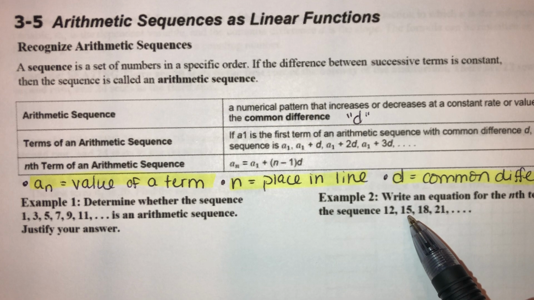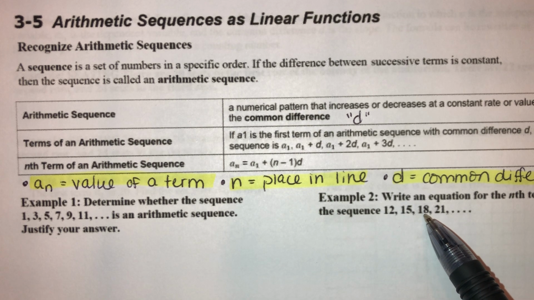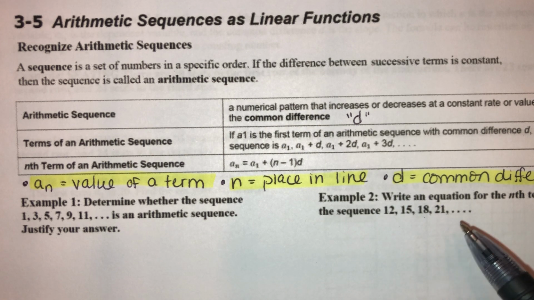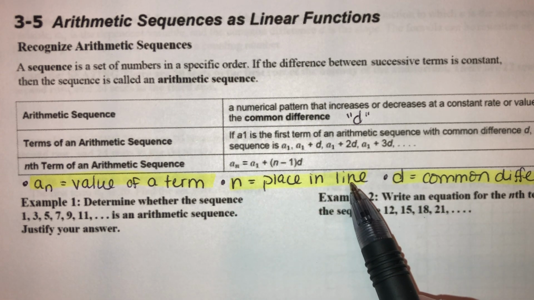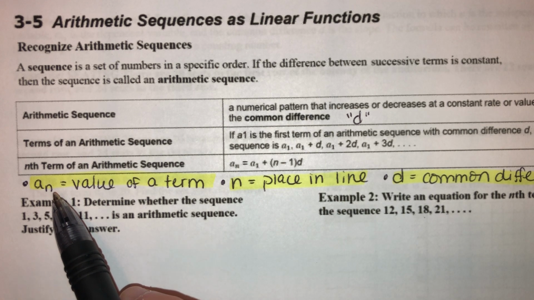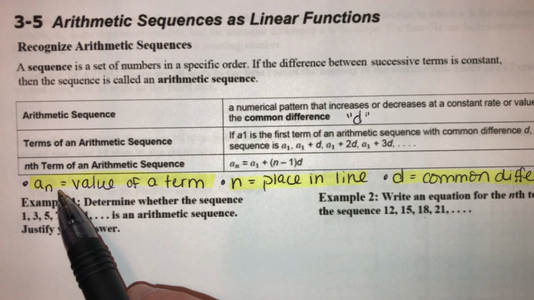A sub 2 would be 15, right? Its place in line is number 2, N equals 2. But what is the number that's second in line? 15. So A sub 2 is 15. The third number in line, N equals 3, is 18. So A sub 3 would be 18. A sub 4 would be 21. So N would equal 4, and our number would be 21. So N tells us where it is in the number sequence. A sub N tells us what the actual value of that number is, right?